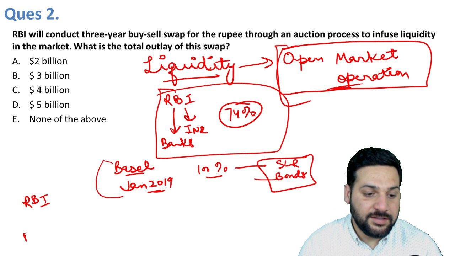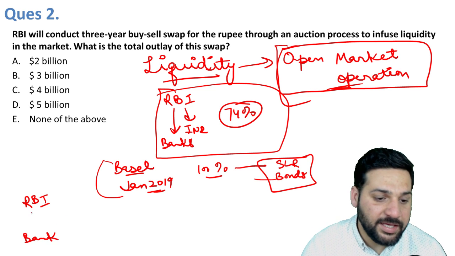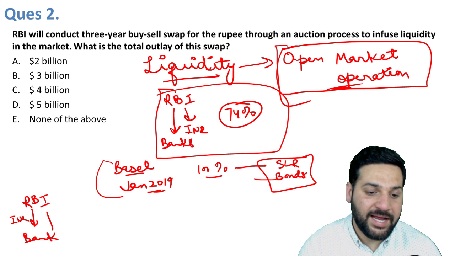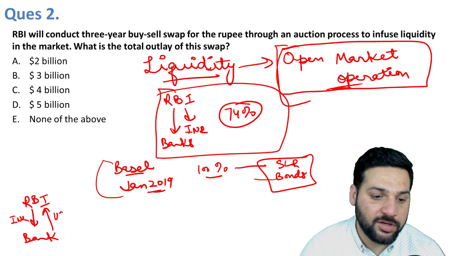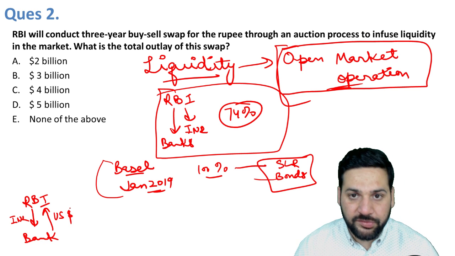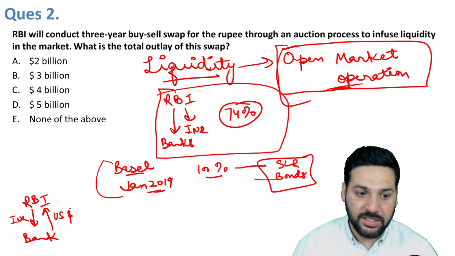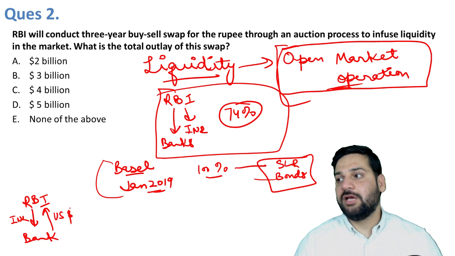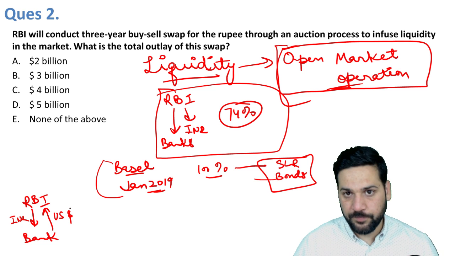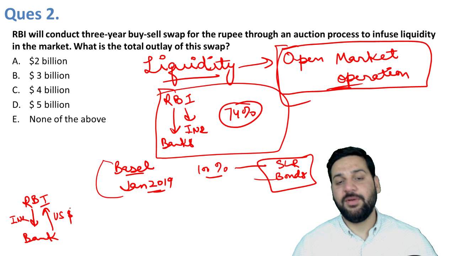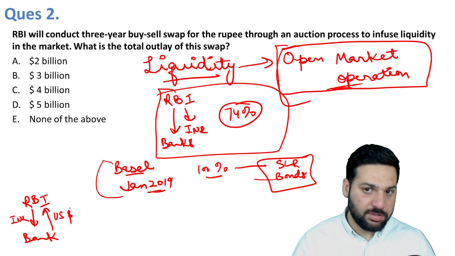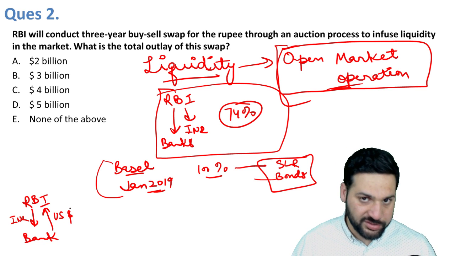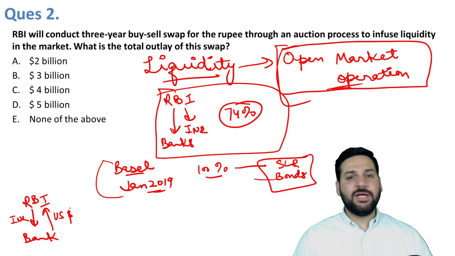RBI is buying. RBI is giving Indian rupees to banks and taking US dollars. RBI is buying US dollars and giving them Indian rupees. So if RBI is giving the banks Indian rupees, the liquidity position will ease. Because if RBI is giving Indian rupees to the banks, obviously the banks can use that money to disburse loans. So there will be no liquidity crunch, right?